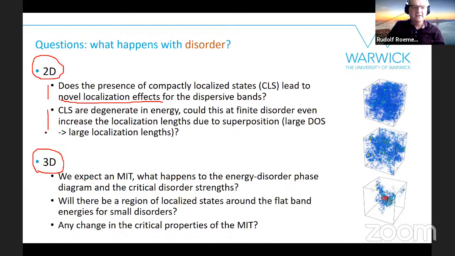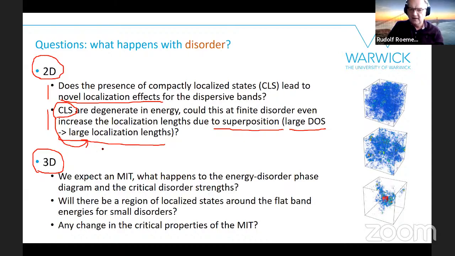And the other point is, we have these compactly localized states, but they are of course degenerate in energy. So when I put in a little bit of disorder, I destroy a little bit of this perfect degeneracy, but I could still think that with a finite number of states, due to superposition, I can still form a very large state. Because normally in this localization game, you have this intuitive picture that a large density of states leads to a large localization length. But these are compactly localized states. So what is going on? They should be most localized, but they have a high DOS. Can it lead to a large localization length? Is there something interesting to look at?